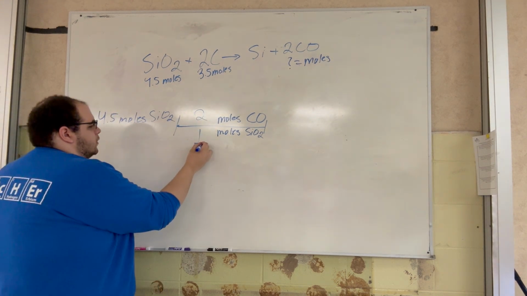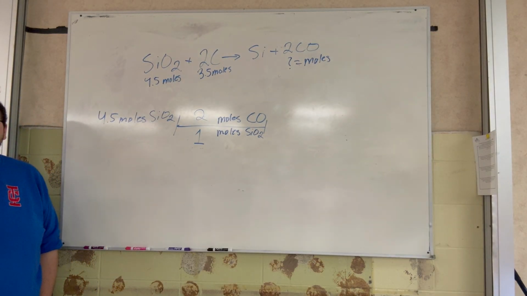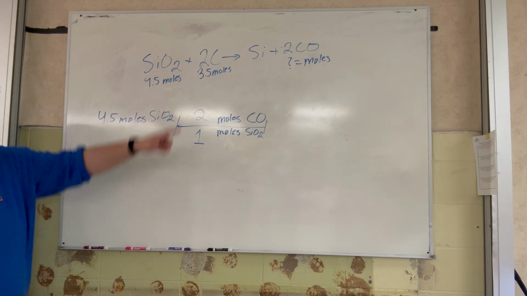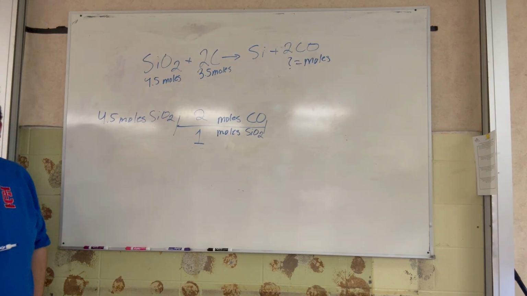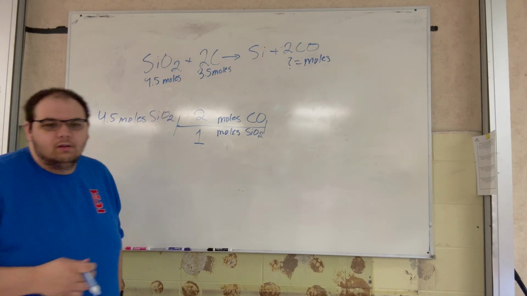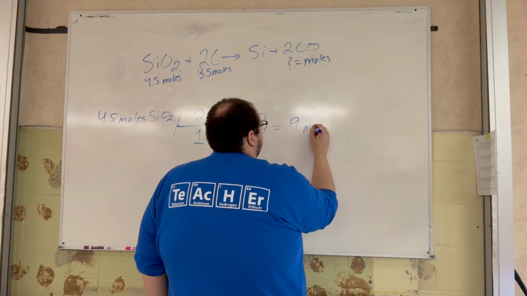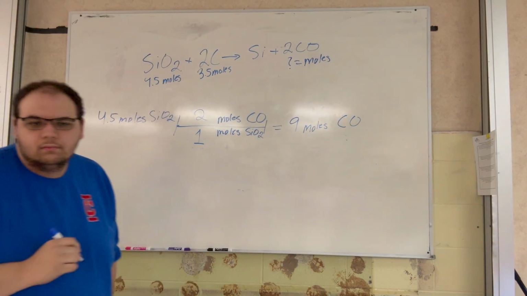Does everybody agree with me? Is this the end of the grid or do I need to keep going? No, you're good. We're good, right? We're looking for moles of CO. We're at moles of CO. But what about your 3.5? We'll get there. Run your grid. What's 4.5 times 2? 9. So this guy will produce 9 moles of carbon monoxide.